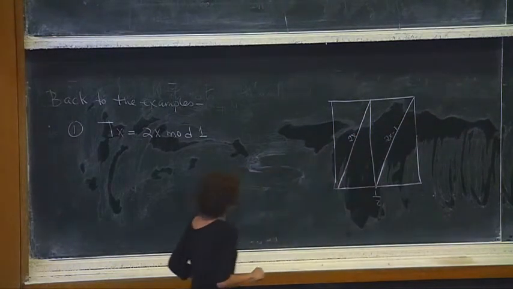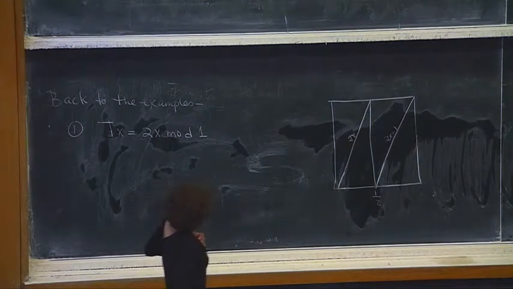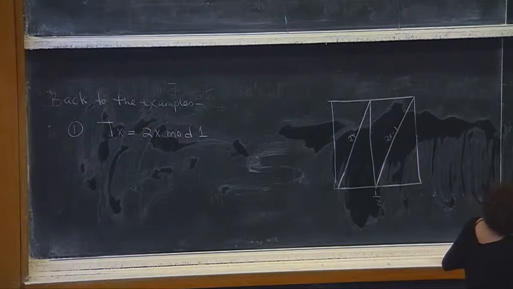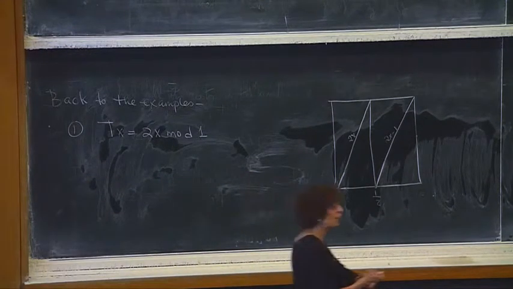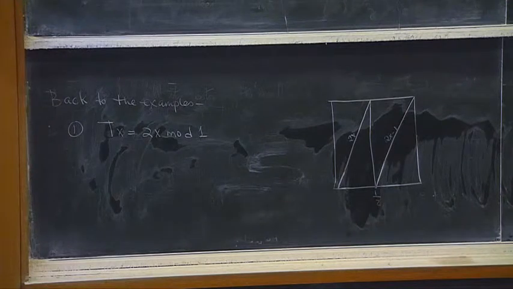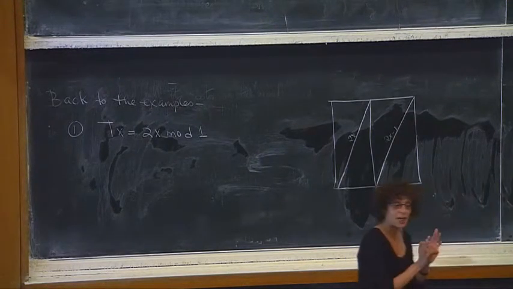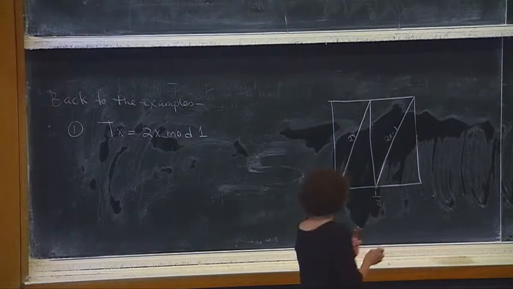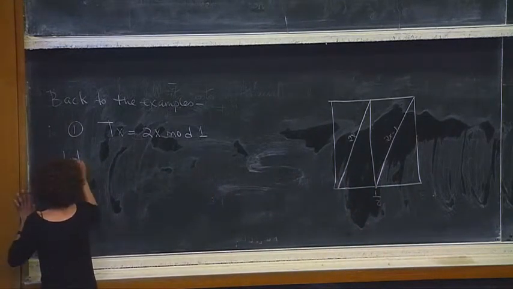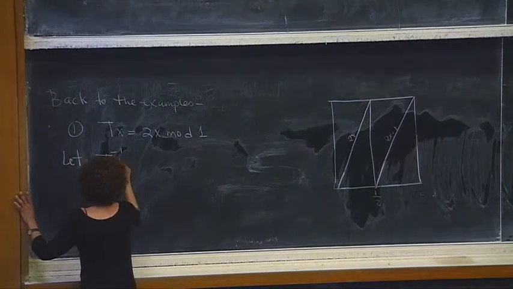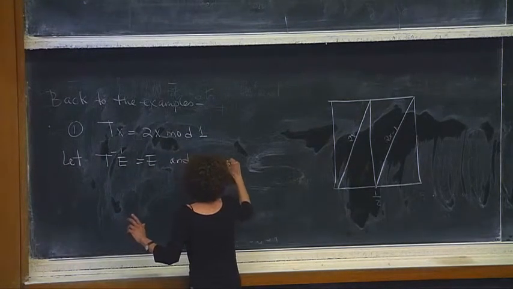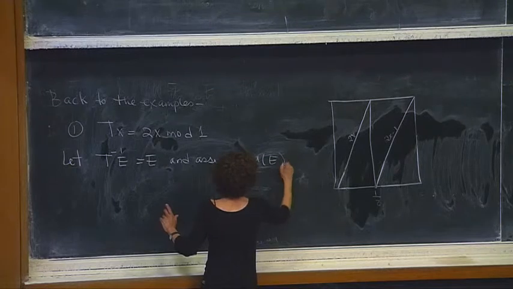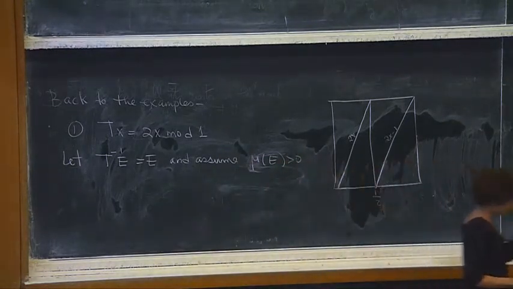OK, so I want to show this map is ergodic, and I want to apply Knopp's lemma, which I just erased. For Knopp's lemma, I'm going to take a T-invariant set, and I'm going to show it has measure 0 or 1. I'm going to assume it has positive measure, and then I will show it has measure 1. So let me start like this. Let T inverse E be E, and assume mu of E is positive, and my aim is to show that it has measure 1.